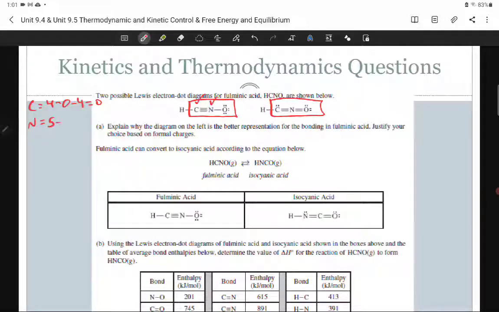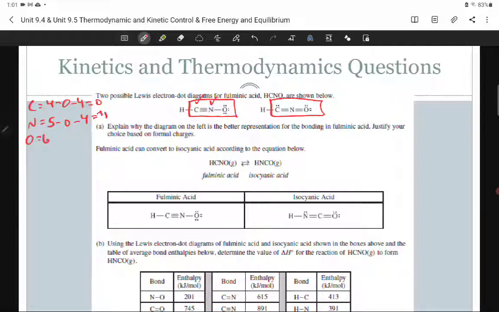Nitrogen has 5 valence electrons, no lone electrons, and it looks like it has 4 lines, which is going to be half. If you just count the lines, that gives you half of the bonded electrons. That gives you a +1. +1s are not ideal. We would like zeros.